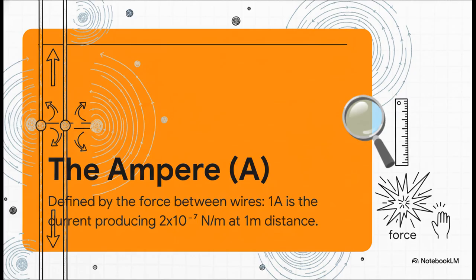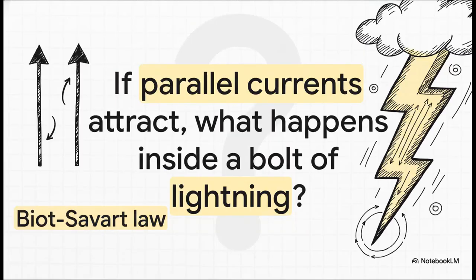If you set up two long wires exactly 1 meter apart in a vacuum, and you run a current through both that produces a force of exactly 2 × 10⁻⁷ newtons for every meter of length, then that current, by definition, is 1 amp.